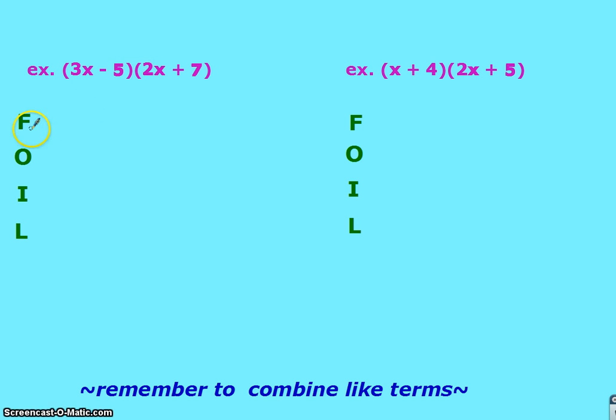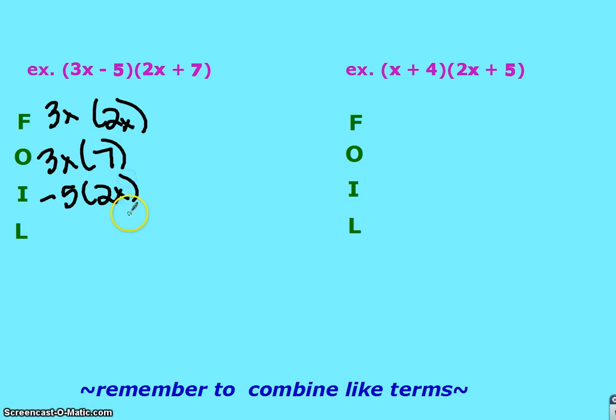So, on this one, your first would be 3x times 2x. Your outer would be 3x times 7. Your inner would be negative 5 times 2x, and your last would be negative 5 times 7.